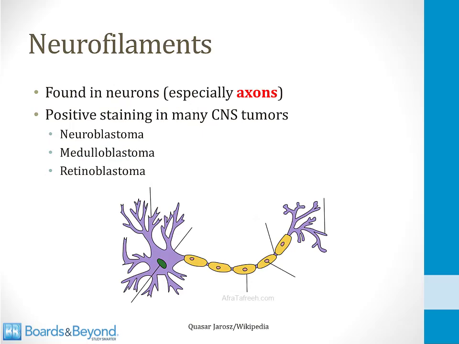Neurofilaments are intermediate filaments that are found in neurons, as the name implies. They're especially important in axons, and positive staining for neurofilaments in tumors is often found in many CNS tumors. You can see positive staining for neurofilaments in neuroblastoma, medulloblastoma, and retinoblastoma.